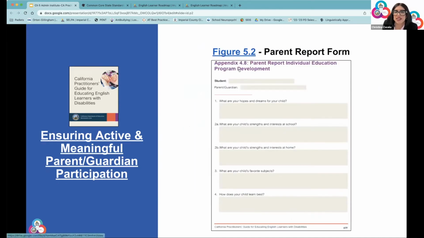And here, if you click on the link, it says figure 5.2 in the practitioner's guide. It is appendix 4.8, and it is a parent report. It helps derive the parent participation to add to the present levels of performance of the IEP document.